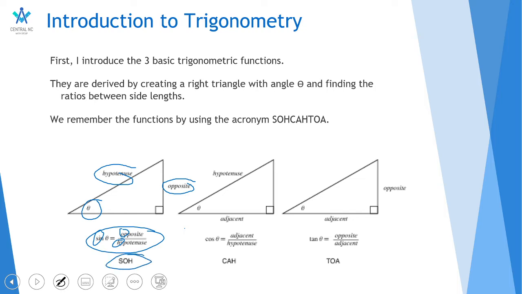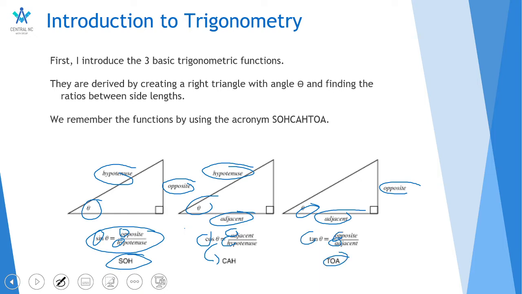For cosine, cosine theta is the adjacent leg divided by the hypotenuse. So we can see here, CAH. And then for tangent, tangent theta is equal to the opposite divided by the adjacent. So it is TOA. So we have the acronym SOH CAH TOA, and that is how we remember sine, cosine, tangent.